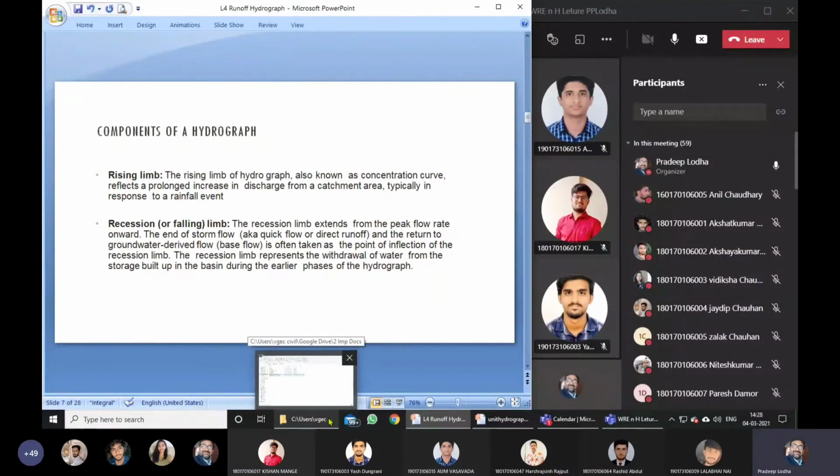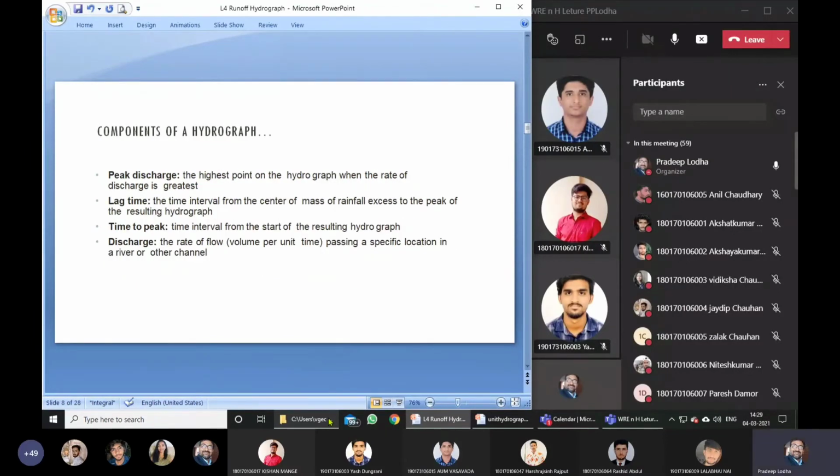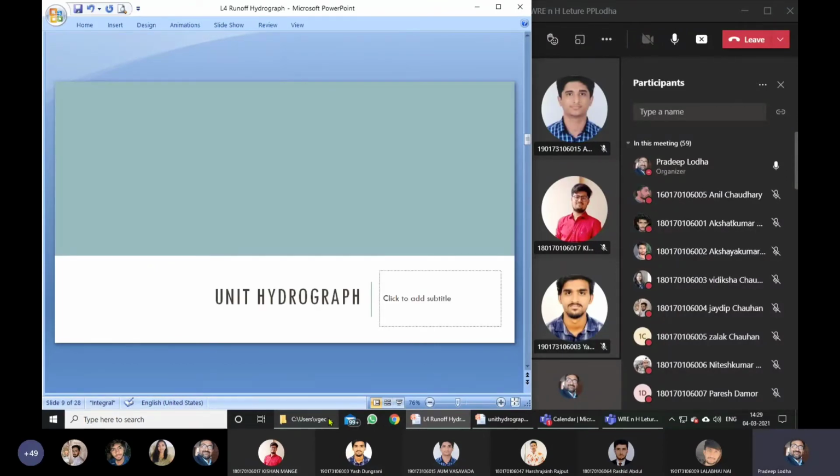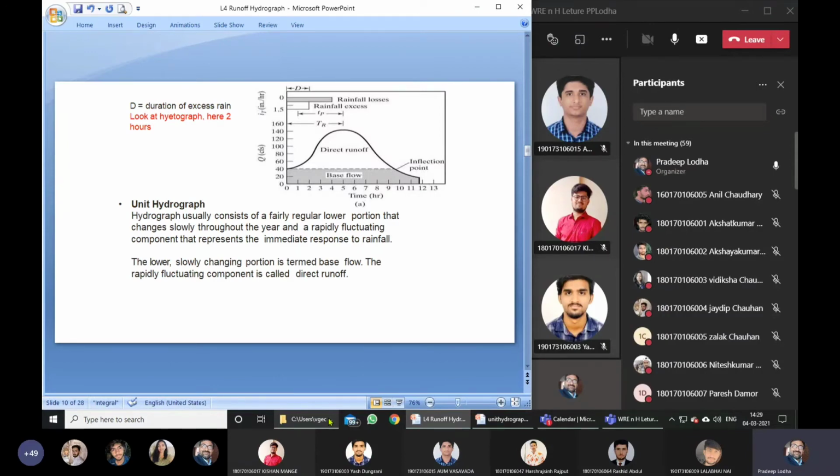These components I have already explained. So you could just read, if you could not listen to me properly, what the rising limb and recession limb or falling limb are. Peak discharge, then the lag time, then the time to peak, then the discharge. I have explained already. Now come to the unit hydrograph. This is very important to understand: what the unit hydrograph is.